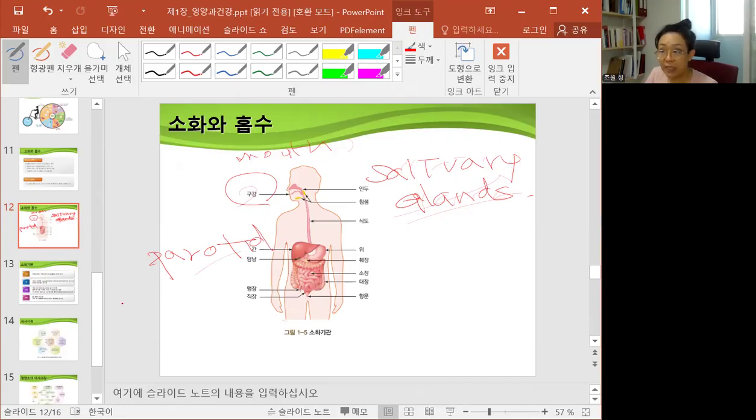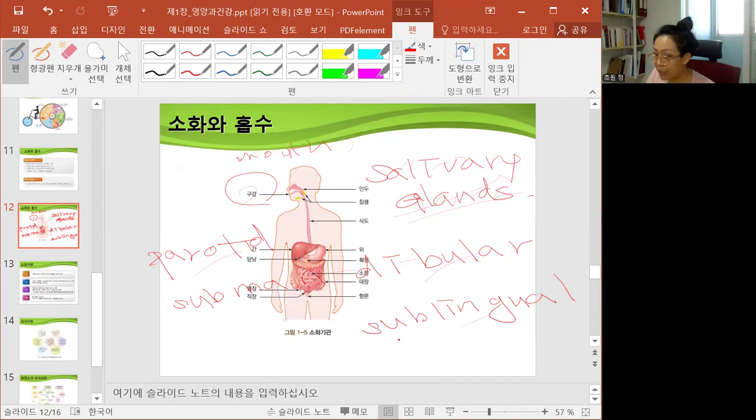The salivary glands are the parotid, submandibular, and sublingual glands. These are the salivary glands.